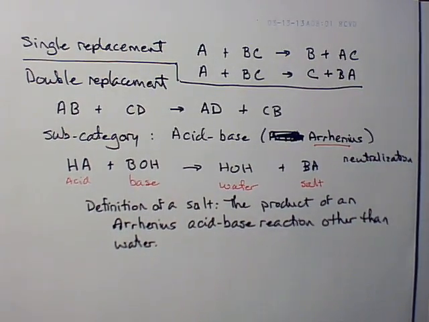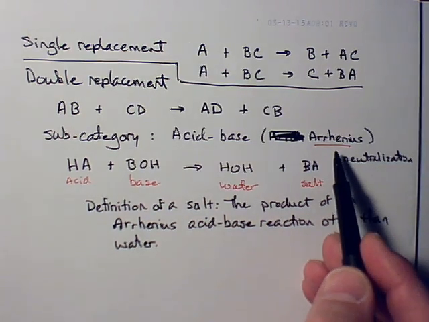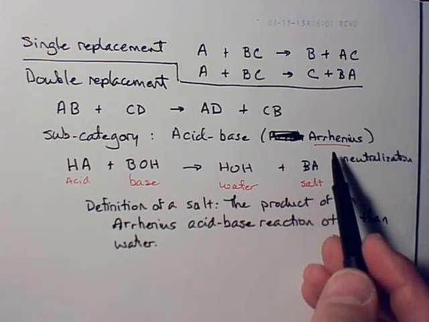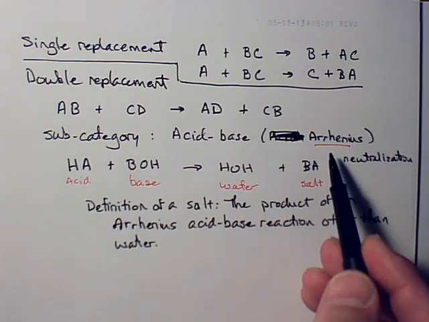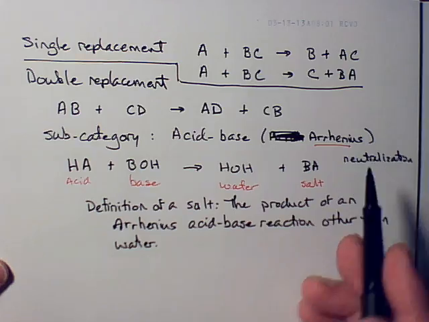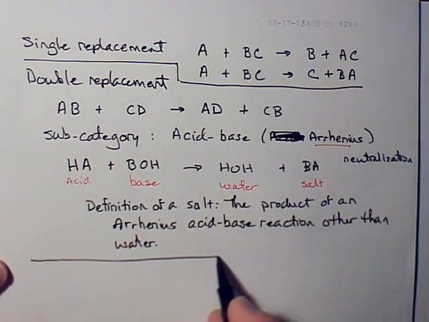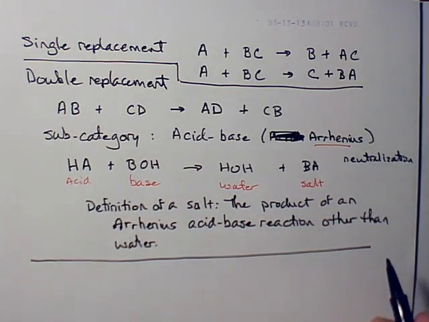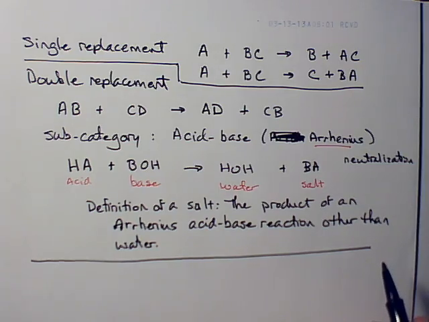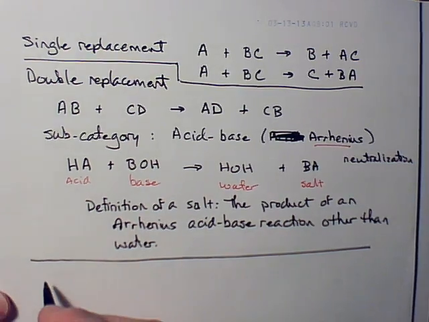So when you say a reaction between an acid and a base always produces salt and water, that's only true if we're using the simplest acid-base definition called Arrhenius. Is everybody as clear as I can be with that? Okay? So let's give you another example then of a double replacement reaction that is also acid-base.